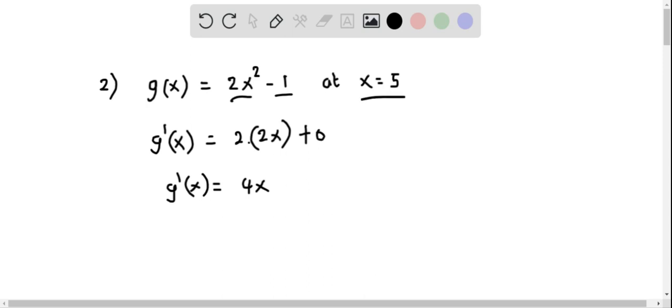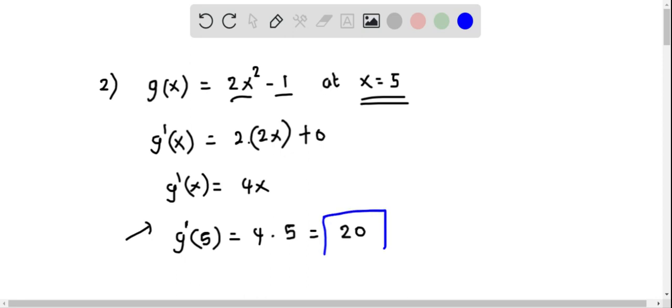Now we should find its derivative at x equal to 5. So we plug in x equal to 5 into the derivative function. Therefore it becomes g prime of 5, and this equals 4 times 5. Replace x by 5. So 4 times 5 is 20. So therefore the derivative of g of x at x equal to 5 is 20.